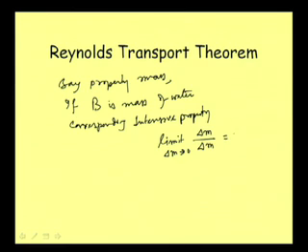So, this is equal to 1. So, what we can write is that if our extensive property capital B is mass, then the intensive property beta becomes 1.